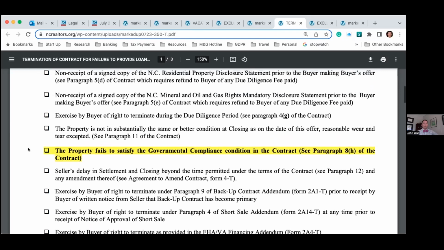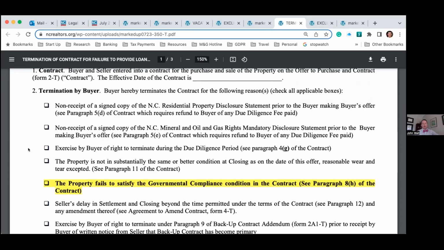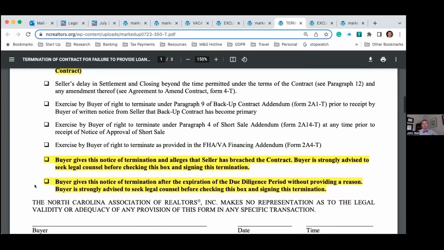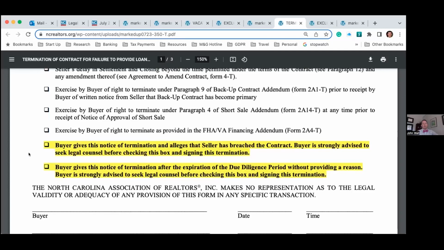So first of all, the new check box that the buyer can terminate if the property fails to satisfy government compliance, then they can terminate for that. They can check that checkbox. At the bottom are two new check boxes for the buyer to give notice of termination, even if most of the time they're going to check these, they don't have a right to do so. But what it will do is give clarity about the termination of the transaction.